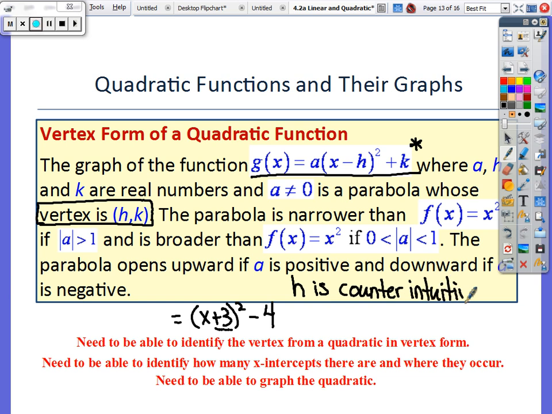Now, what does counterintuitive mean? Well, really, an easy way of saying that is the opposite of what you think it should be. It looks like it should be 3, so I bet you it's negative 3. So h is negative 3, because it's the opposite of what you see.